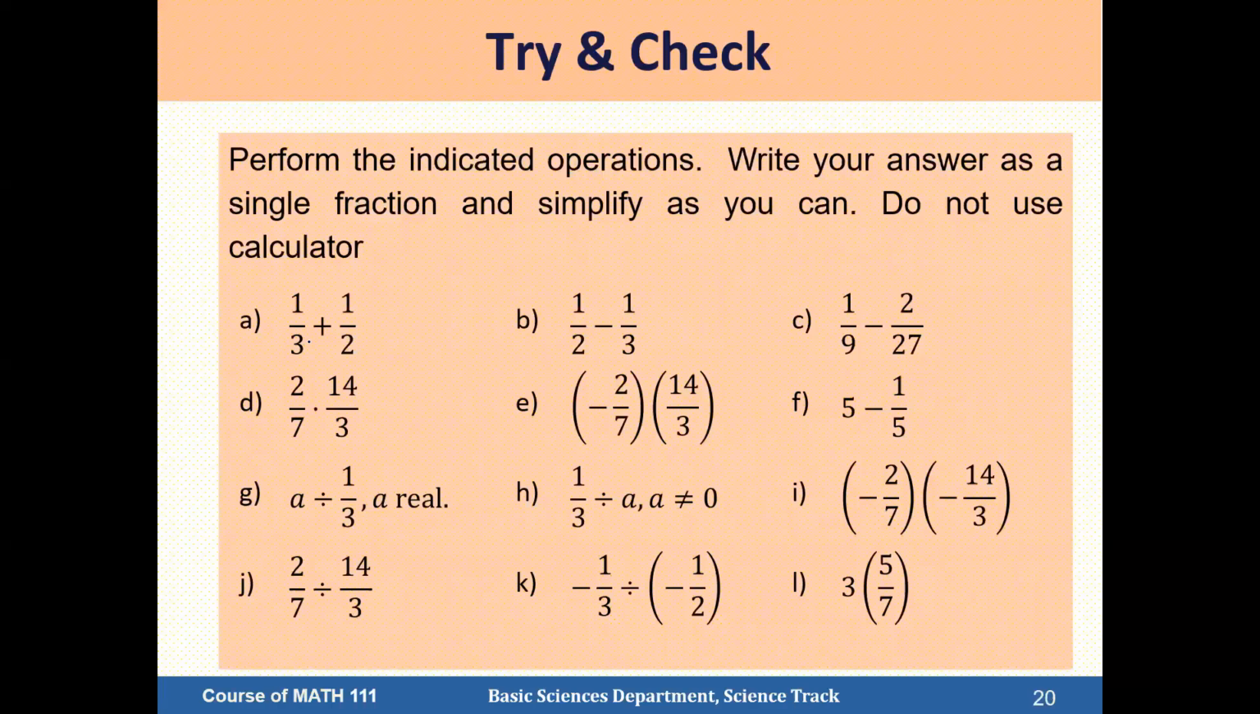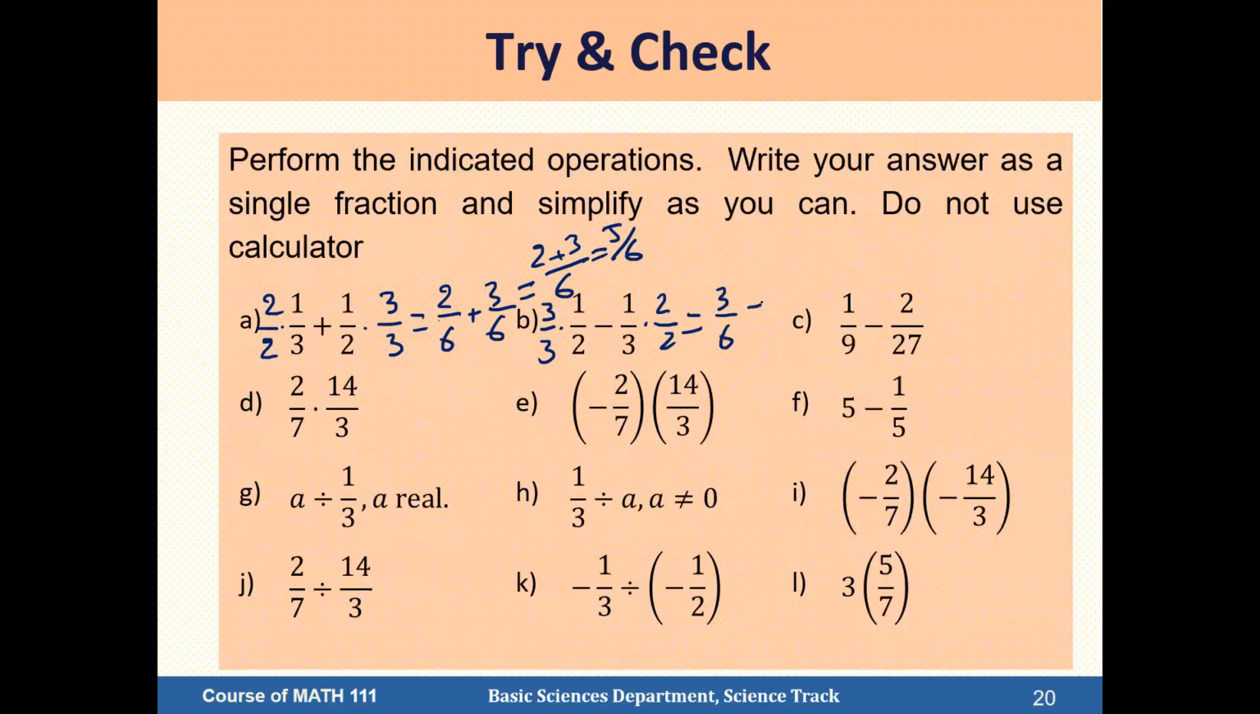Here same thing. So addition, different denominators, so we reduce to the same denominator. So we multiply here by 2, and we multiply here by 3. So we get 2 over 6 plus 3 over 6. So 6 is the common denominator, and we add 2 plus 3, and the result is 5 over 6. Same thing here. We multiply by 3, we multiply by 2. We get 3 over 6 minus 2 over 6, which gives 1 over 6.